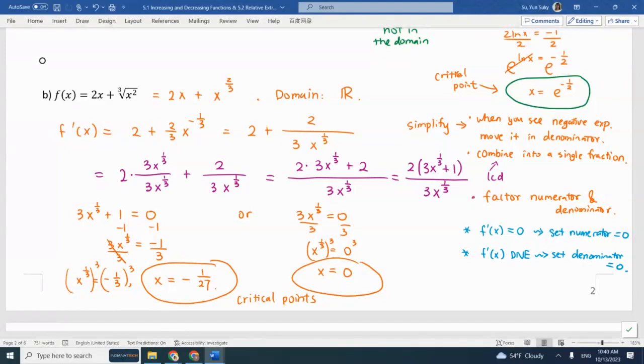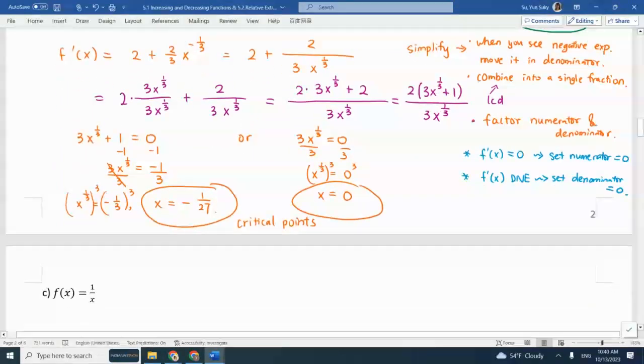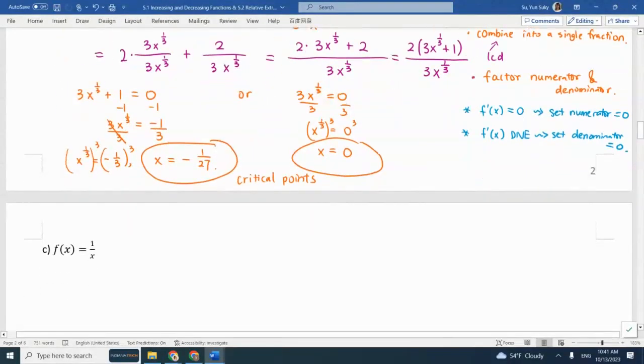Yes. So your homework, you also have something like this. If you see negative exponents, that means you need to do more, okay? And remember the steps. Okay, keep going. Next one, 1/x.